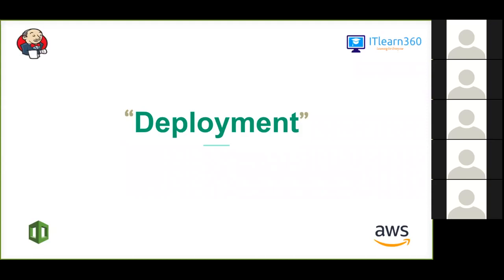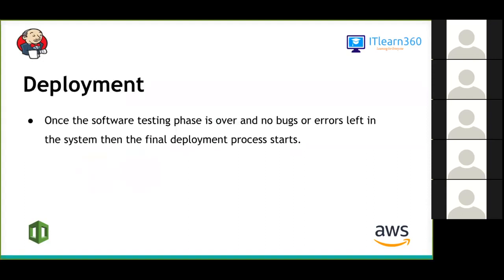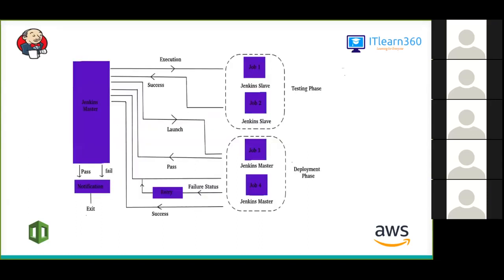The second term of this webinar is deployment. Deployment is the last phase of our software development life cycle. Once we develop our software, we test it, and after that we need to deploy it. Once the software testing phase is over and you have no bugs left in your software, it's the right time to deploy it. For distributed testing and deployment, we are going to use Jenkins here. Let's move to the next.